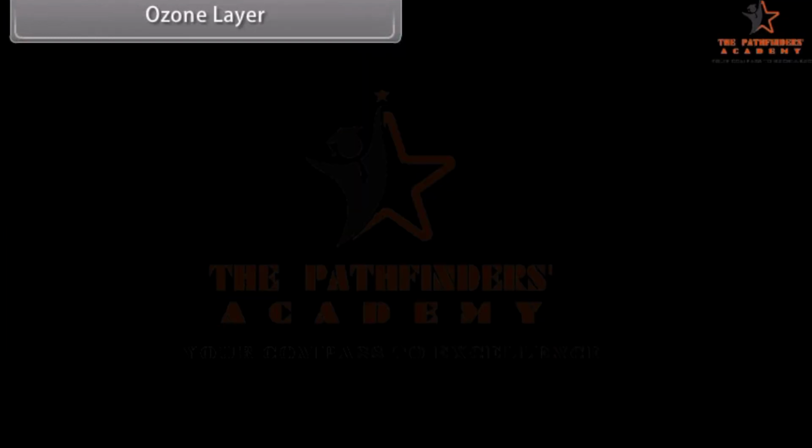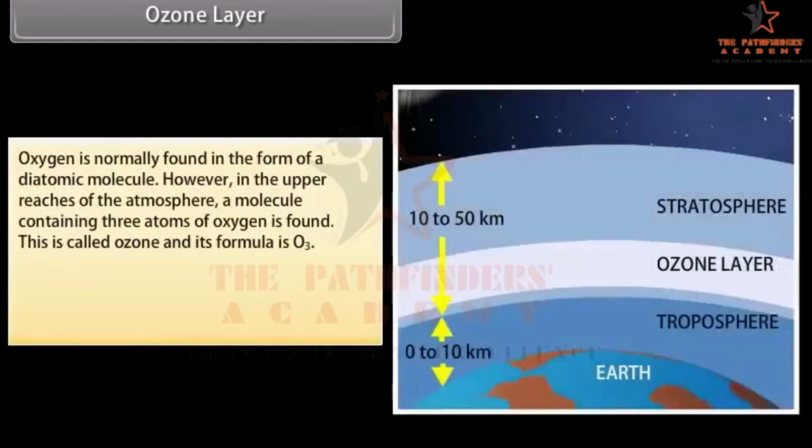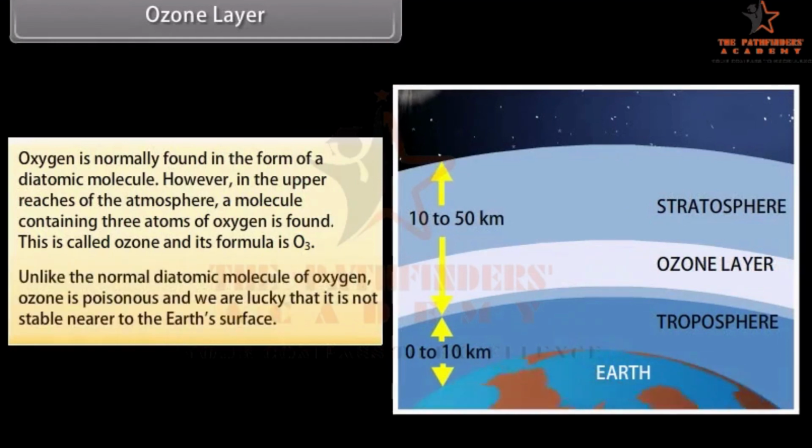Ozone layer. Oxygen is normally found in the form of a diatomic molecule. However, in the upper reaches of the atmosphere, a molecule containing 3 atoms of oxygen is found. This is called ozone, and its formula is O3. Unlike the normal diatomic molecule of oxygen, ozone is poisonous, and we are lucky that it is not stable nearer to the Earth's surface.